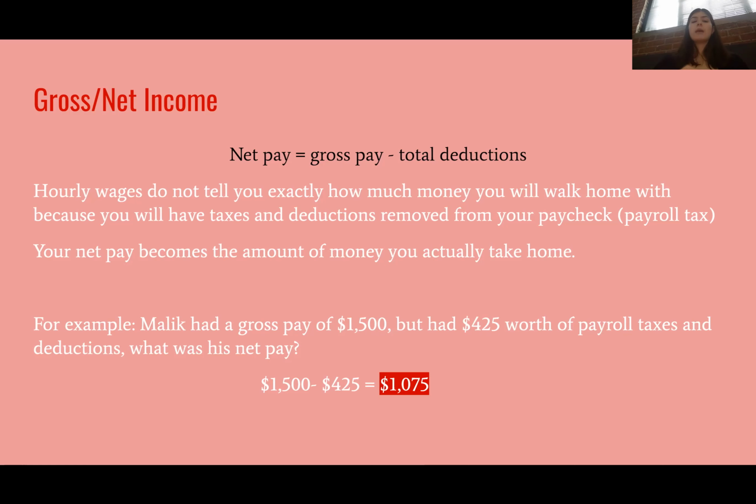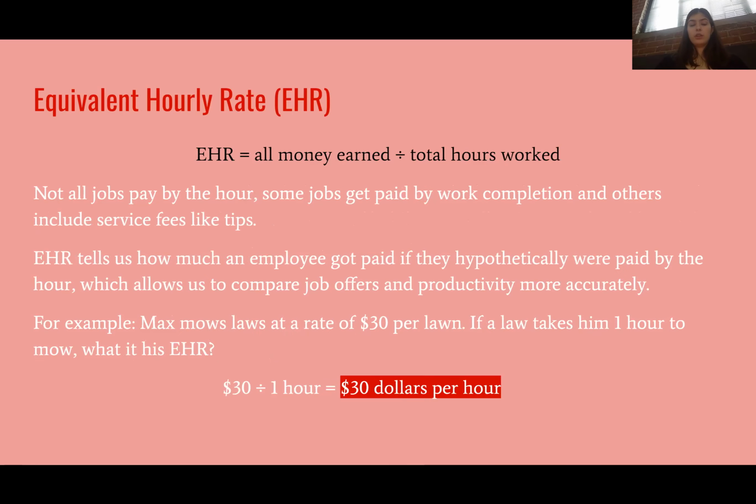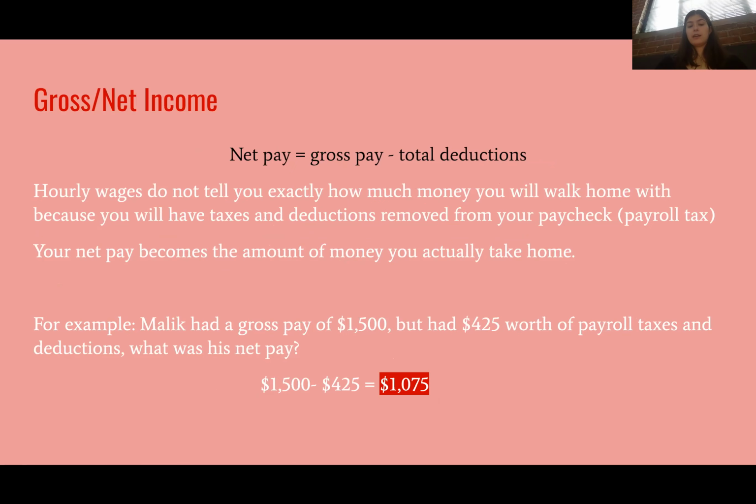All right. So your net pay becomes the amount of money you actually take home. So your gross pay, right? These all here that we looked at, these are all examples of gross pay. We have to take out those taxes and stuff at the end. And that's going to tell us our actual net pay, how much is actually going in our pocket.